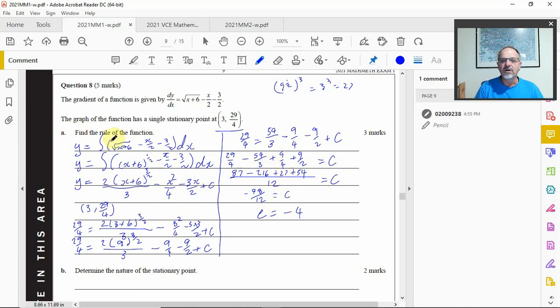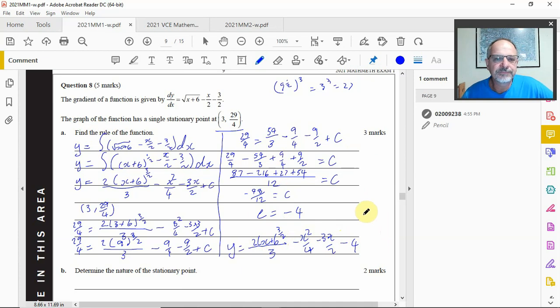All right, now we're asked to find the rule, so we've got to write it out. Even though we've got all the bits there, we need to actually write it out. We need to write y equals 2 bracket (x + 6) to the 3/2 on 3, minus x squared on 4, minus 3x on 2, minus 4. If you're going to get all your 3 marks, we must write that last one, otherwise you're not going to get all your marks, because you were asked for the rule, you weren't asked for the bits of the rule, you were asked for the whole rule.